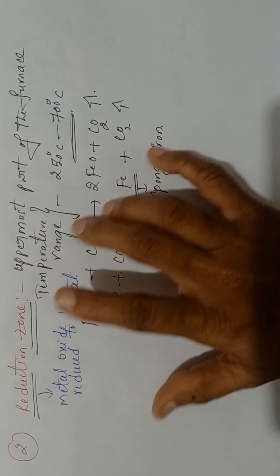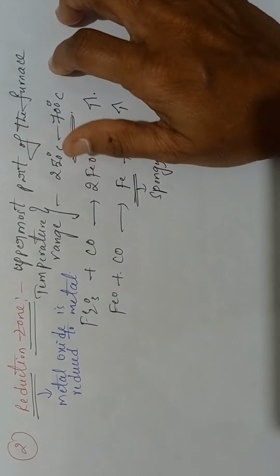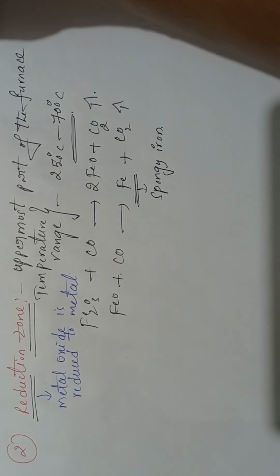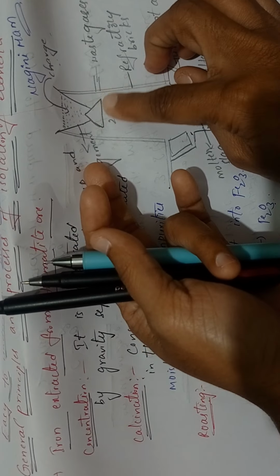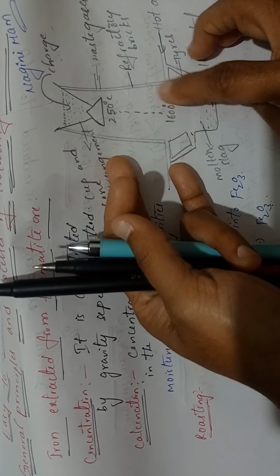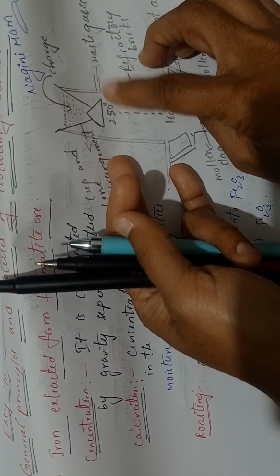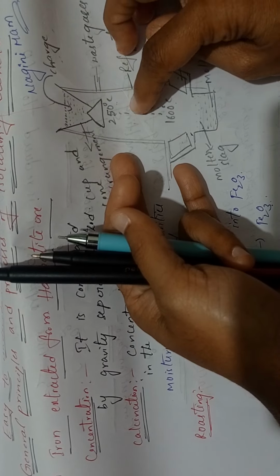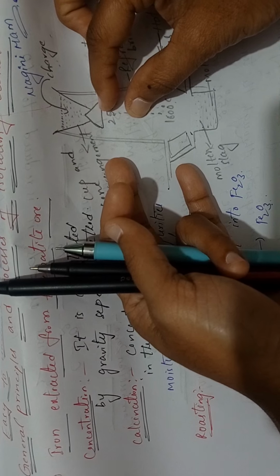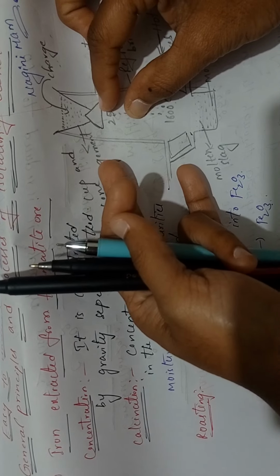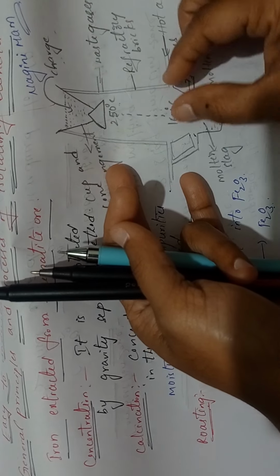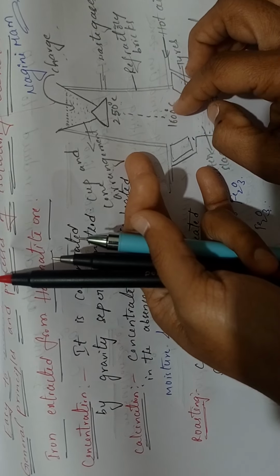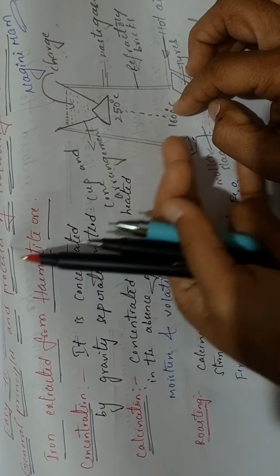What is the reduction zone, students? Uppermost part of the furnace. Here the temperature range is 250 to 700 degrees Celsius. Now see, students, in the diagram, this is the reduction zone. It is the uppermost part of the furnace, 250 to 700 degrees Celsius. Here, this is the lowest part of the furnace. Which one, students? Combustion zone. Combustion zone completed, reduction zone completed.